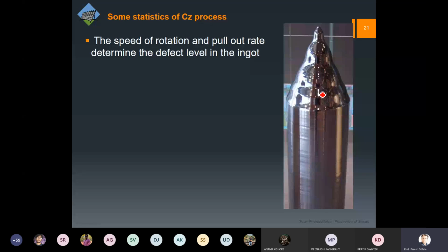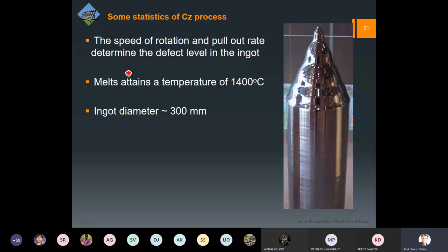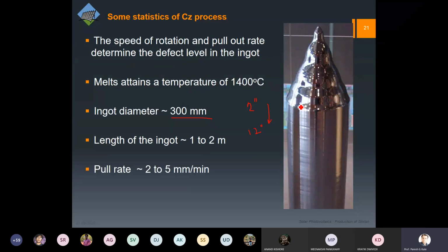Every step is ultimately going to define the grid parity. It's a long chain, and it is an absolutely interdisciplinary process that we have to understand. Silicon melts at around 1400 degrees Celsius. The ingot diameter depends; now I'm talking about 300 mm. The wafer size we normally talk about in inches, and it can start from 2 inches up to 12 inches. Depending upon the requirement, you can make ingots, and the length can be about 1 to 2 meters from end to end. The pull rate is typically 2 to 5 mm per minute.